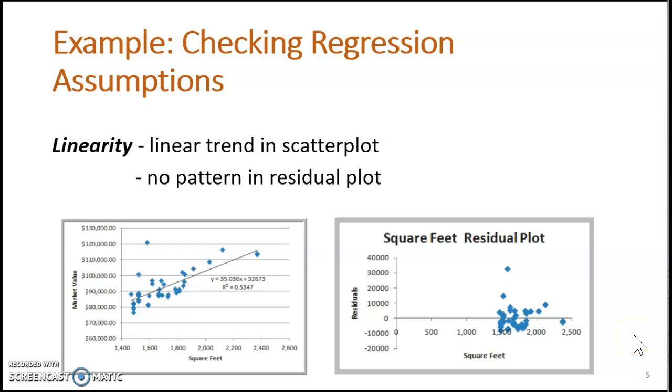Let's look at an example, to check regression assumptions for the home market value data. When we look at the scatter diagram for the market value data, it appears to be linear. And when we look at the residual plot, there is no specific pattern that we can detect in this particular plot.